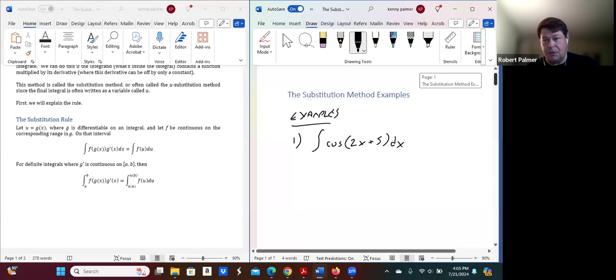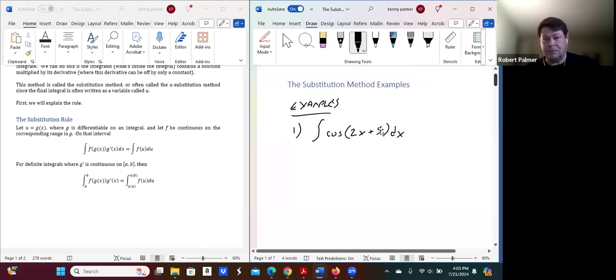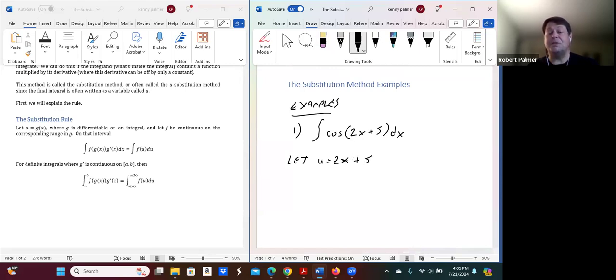Okay, let's take a look at this one. We'll show you how to get started with this, and we'll talk about the method in a minute. This would be a lot easier if we just had the cosine of x. So instead of using x, we're going to use u. We're going to say let u equal 2x plus 5, what this is right here. When we substitute that in, that gives us just the cosine of u, but we want to make sure we don't have any x's left, so we'll explain that.